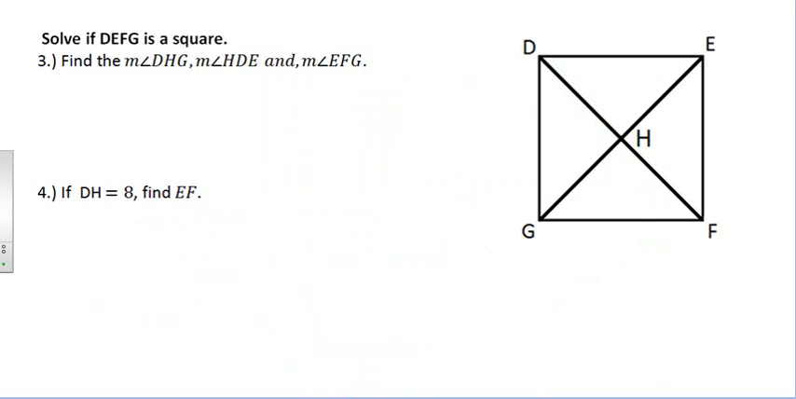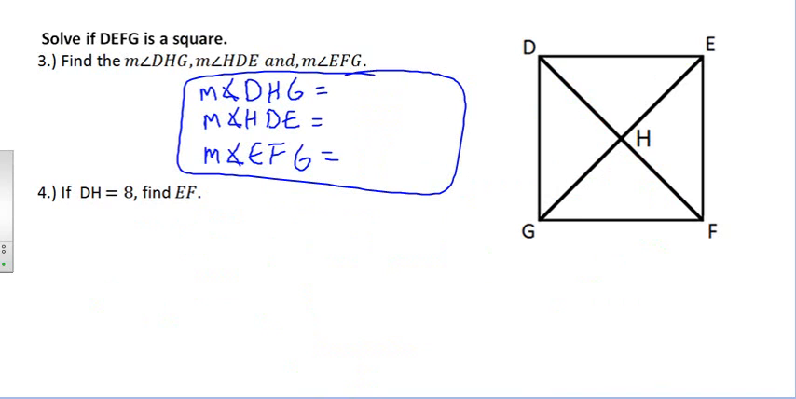So if DEFG is a square, we want to find the measure of angle DHG, the measure of angle HDE, and the measure of angle EFG. Well, the measure of angle DHG is just 90 degrees because a square is a rhombus and diagonals are perpendicular to each other on a rhombus. The measure of angle HDE is 45 degrees.